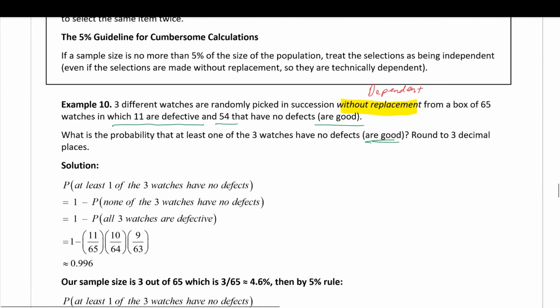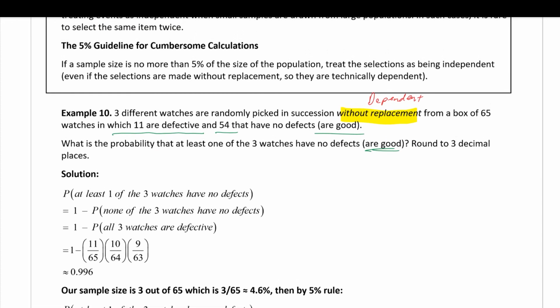What we have here is the probability that the watches have no defects, or they're good. That's the same as saying 1 minus the probability that none of the 3 watches are good, which means 1 minus the probability that they're all defective. Now these again are dependent events. So to figure it out, we have the first watch, second watch, and then third watch.